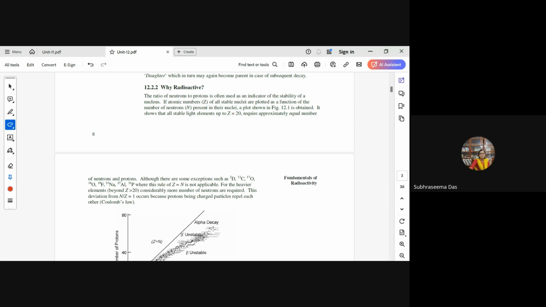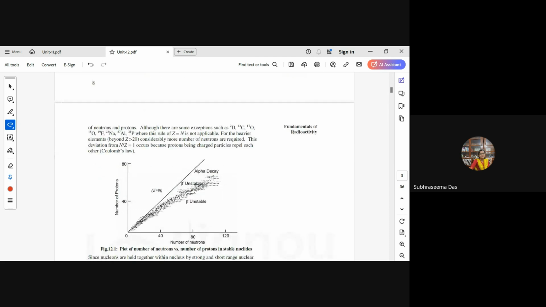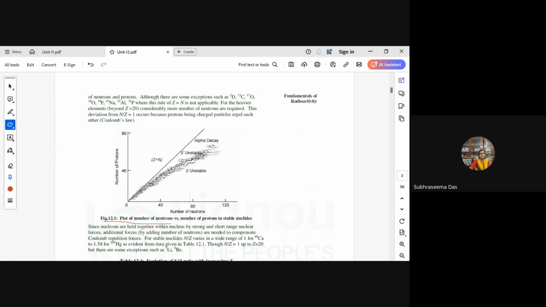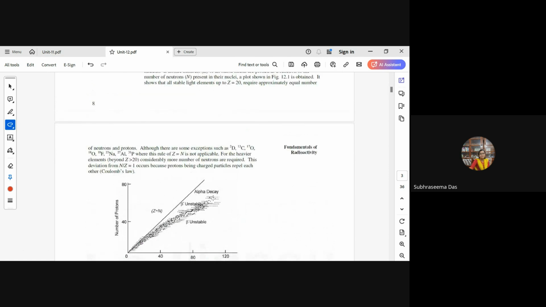So if the atomic numbers Z of all the stable nuclei are plotted as a function of the number of nucleons present in the nucleus, then we obtain a graph that is shown in figure 12.1. As you can see in this figure, the x-axis plots the number of neutrons, and the y-axis plots the number of protons.